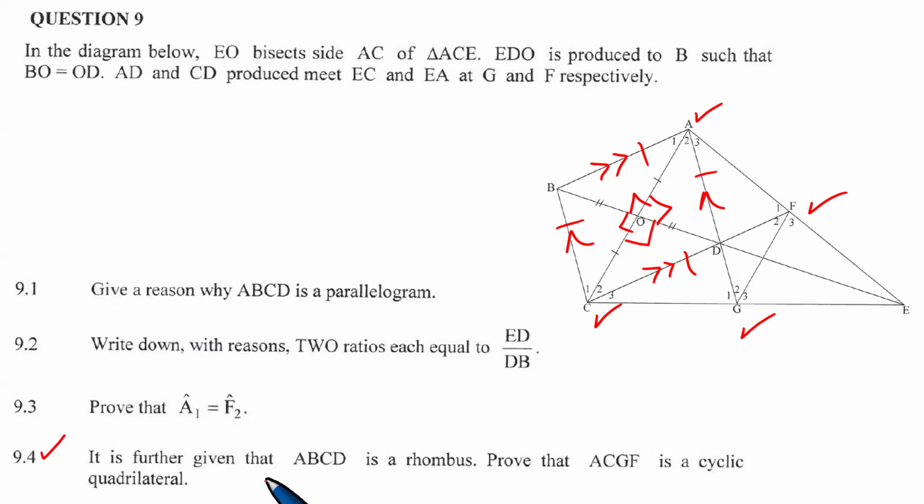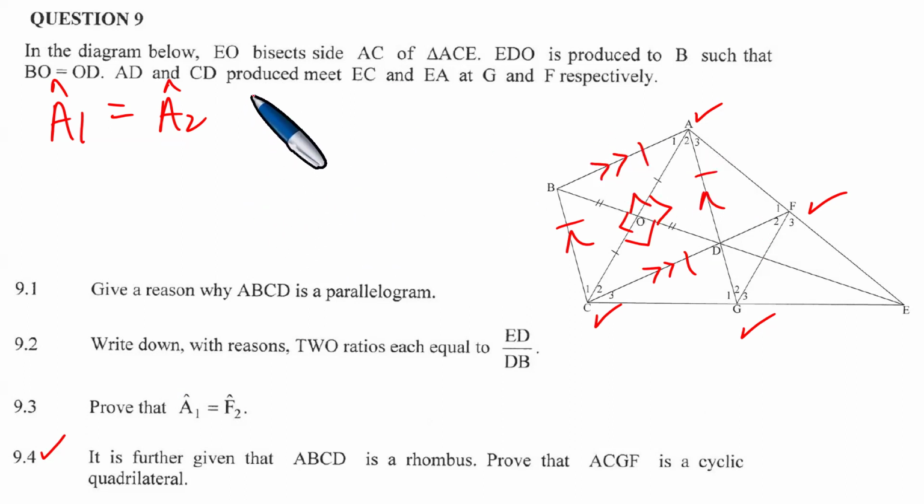Let's do this one, 9.4. Angle A1 is equal to what? First things first. To prove that ACGF is a cyclic quad, a four-vertex shape, we first note that the angle A1 is equal to the angle A2.